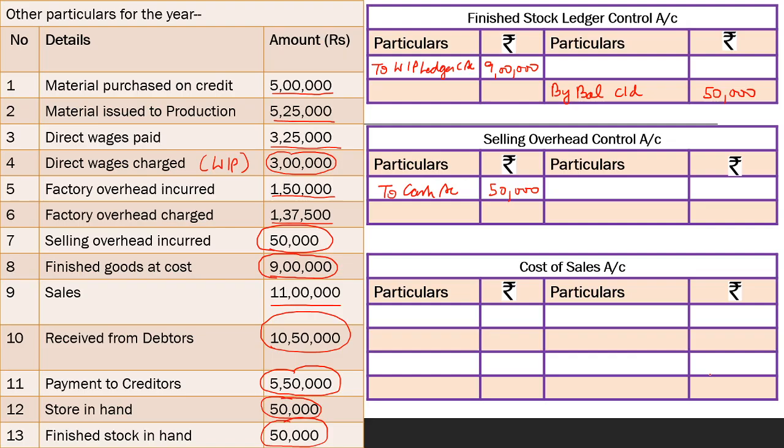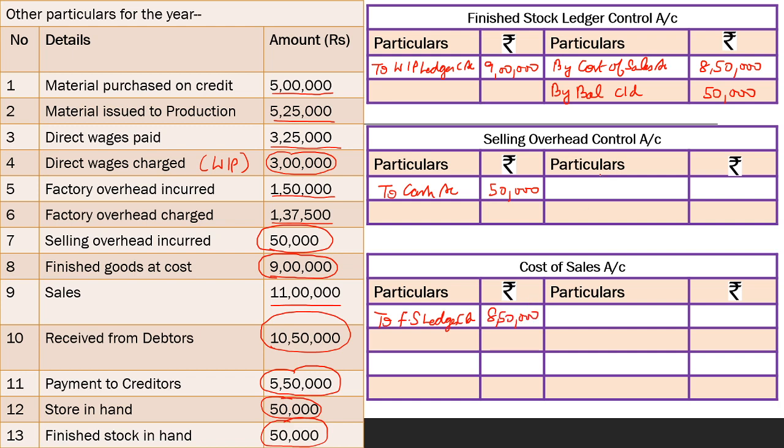62,500. Our next account is finished stock ledger control account, and the balance of finished stock ledger control account, we have already discussed in our flow chart, is transferred to cost of sales. So on the credit side we write by cost of sales account 8,50,000, and in cost of sales we write to finished stock ledger control account 8,50,000.